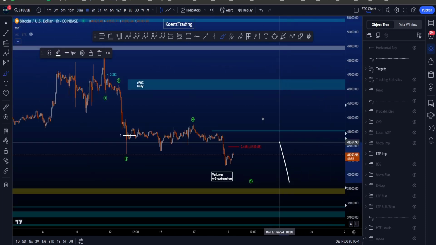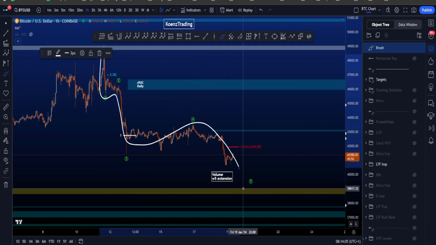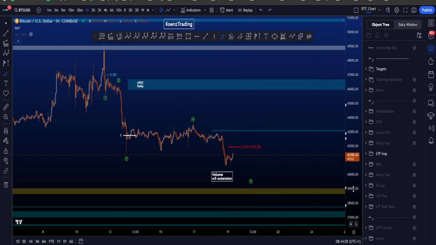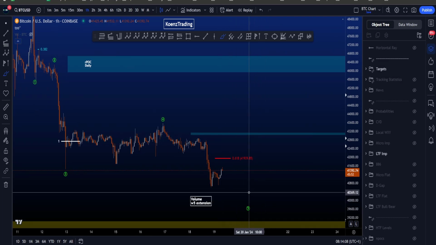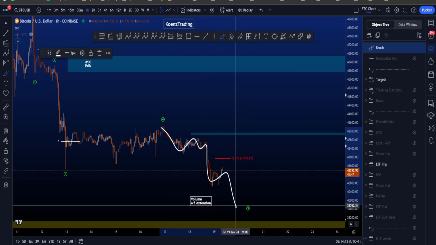If we look at an impulse to the downside, then we are looking for a 5-wave structure in a 1, 2, 3, 4, 5, where inside this wave 5 we are still looking for lower prices to come, because we are then looking for 1, 2, 1, 2, 3, 4, 5, 4, 5.